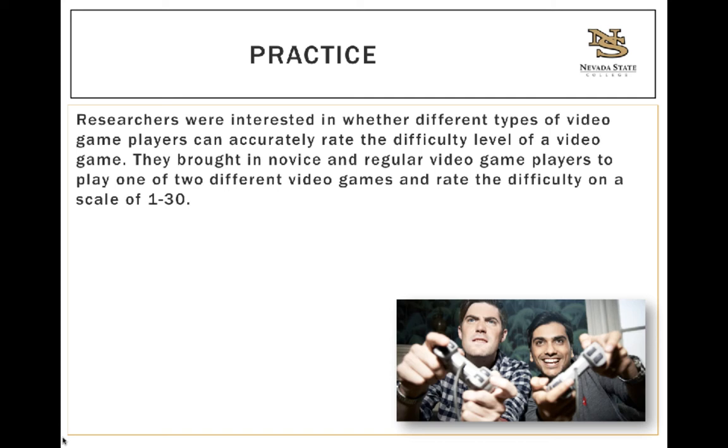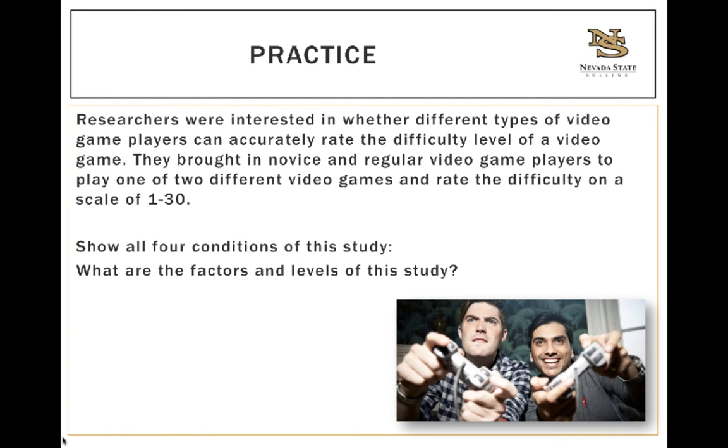So here we have two groups of people. We have regular video game players, so these are people who play on a regular basis, and then we have novice players. So these are people who rarely, if ever, play video games, and then they're going to be playing two different video games, so one or the other. So for this problem, I want you to show all four conditions of the study, figure out what the factors and the levels of this study are, and then state the three null hypotheses.